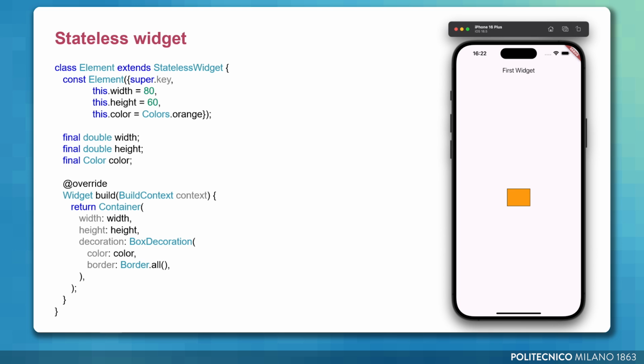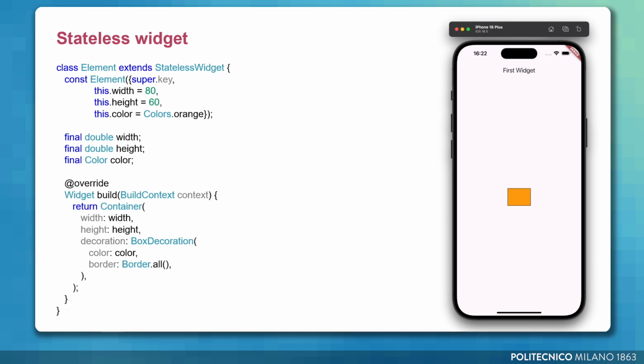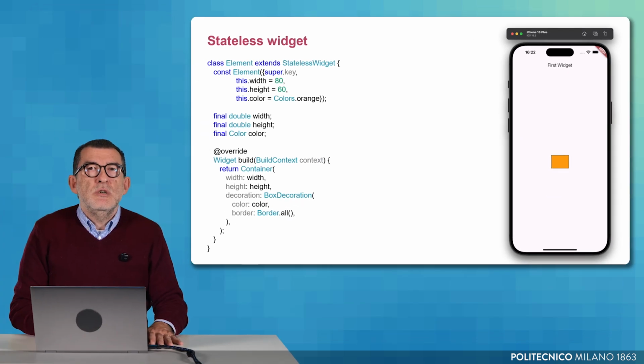The build method always follows the same pattern. It receives a build context and returns a widget. The context holds details about the widget's position in the tree. In this case, the build method returns a container, and its width, height, and color are set using the constructor parameters.